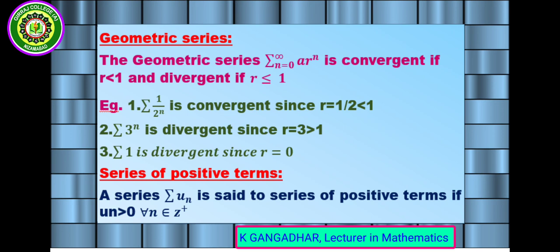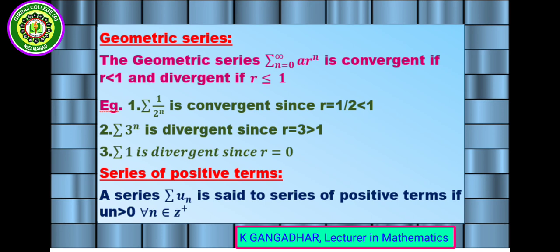Next, sigma 3 power n. Here r equal to 3, which is greater than 1, so the series is divergent. Next, sigma 1 to the power n, where the r value is 1. With r equal to 1, the series is divergent.